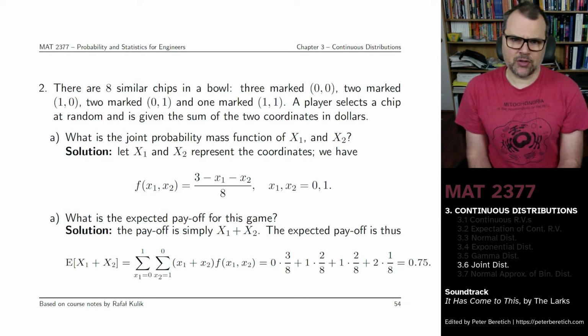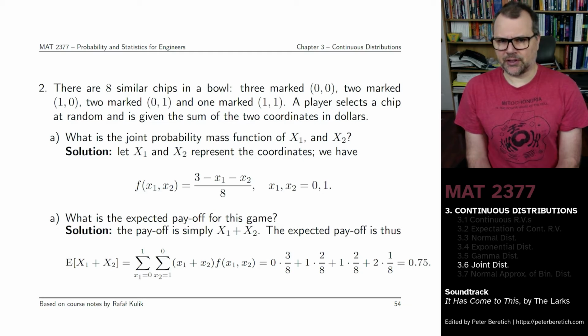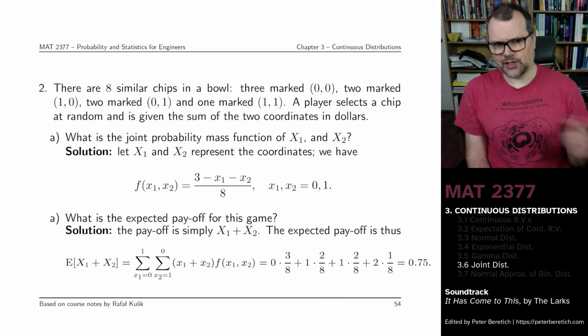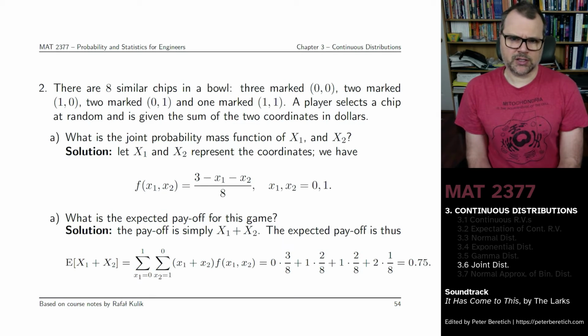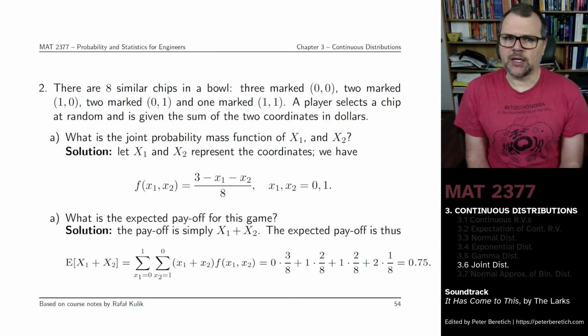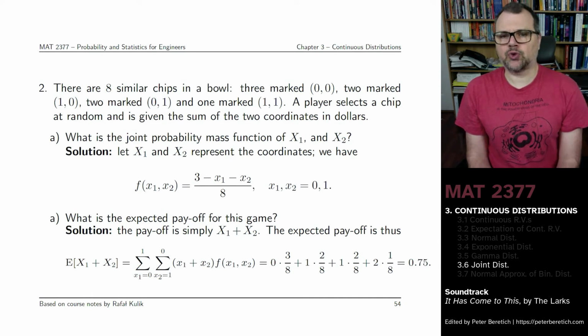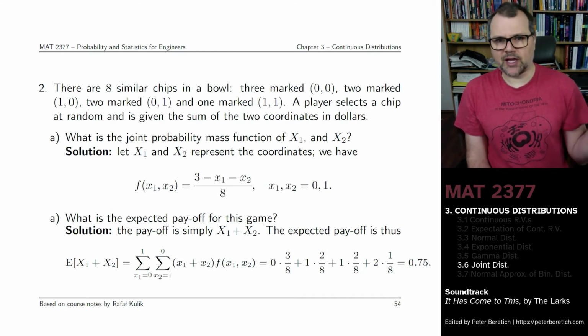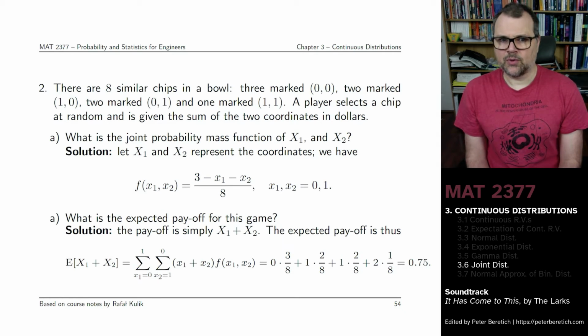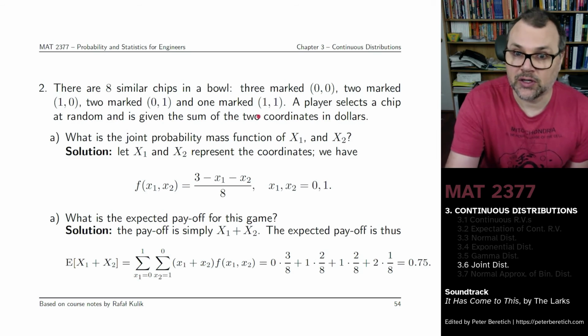Here's another example. Imagine that you have 8 similar chips. They're all in a bowl, but they've been marked differently. So 3 of them are marked 0, 0, 2 are marked 1, 0, 2 are marked 0, 1, and 1 is marked 1, 1. You select a chip at random, and you are given the sum of the two coordinates in dollars. So in 3 of the cases, you'll get nothing. In 4 of the cases, you'll get $1. And in 1 of the cases, you'll get $2. So what's the joint probability mass function of x1 and x2, where x1 and x2 here would be the coordinates?